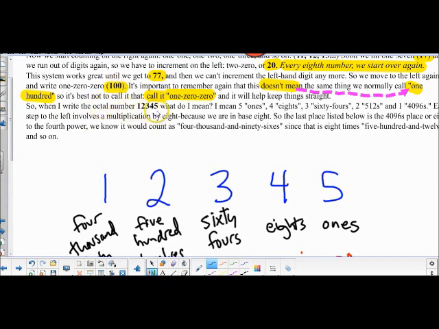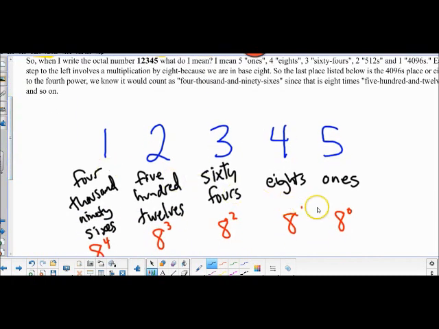So when I write the octal number 1, 2, 3, 4, 5, I mean 5 in the ones place, because 8 to the 0 power is 1. 4 in the eights place, because 8 to the first is 8. 8 to the second is 64. 3 in the 64s place. 8 to the third is 512. Now you might not know that, but that's what it is. 64 times 8 is 512.